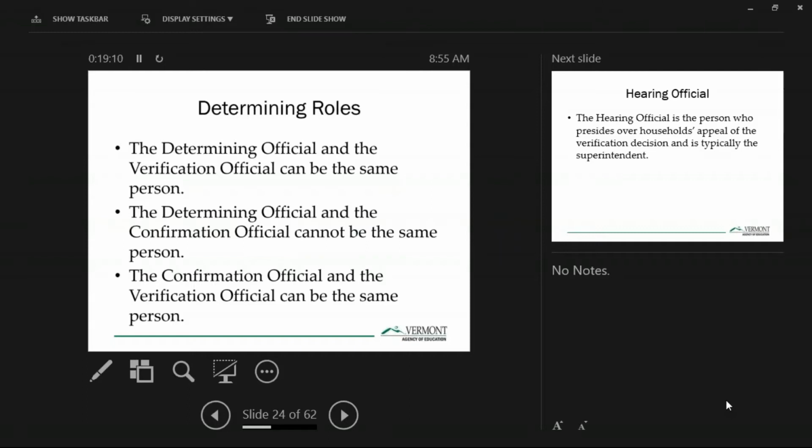During the verification process, that confirmation official is only looking at the handful of applications that were selected for verification to make sure they're approved correctly. They're not looking at every single application.